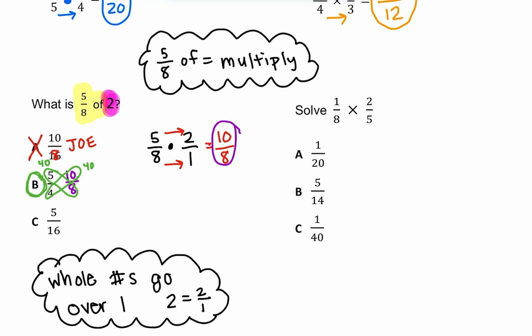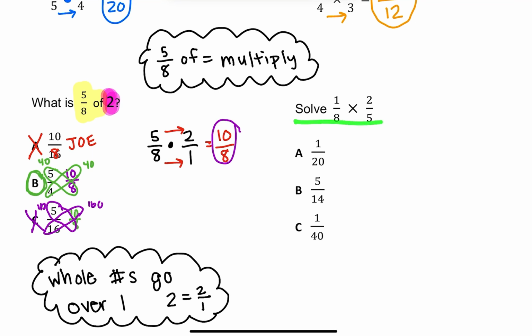Okay, and if I wanted to double check, I could put 10 over 8 here, and if we were to butterfly, that would be 160 and 40, and those are not the same numbers. 40 and 160 are not equivalent, so C is definitely not my answer. All right, let's do the last one. So this one just says solve.